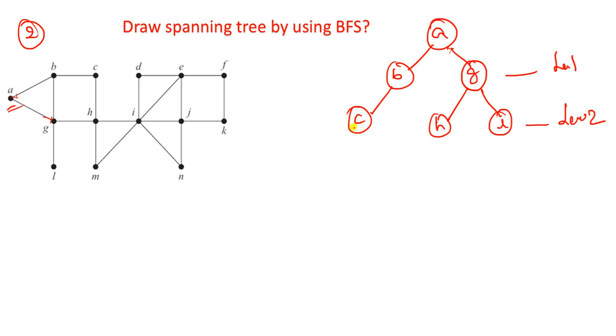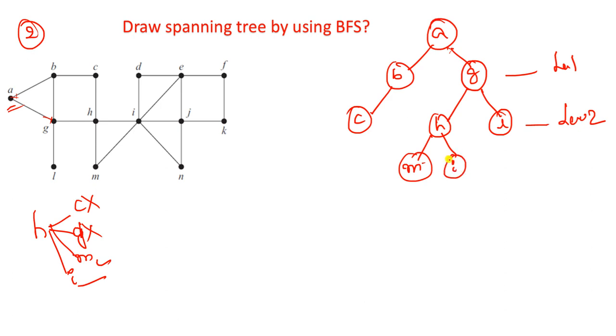Okay, level 2, what is the first element? C. Explore this C. What are all the elements in C? C has H, B, right? B is already visited, H is also visited, no need to write it again. Now come to H. H has many, right? HC, HG, HM, HI. C is visited, G is also visited. What are the remaining elements? M and I, not L. M and I we can write.